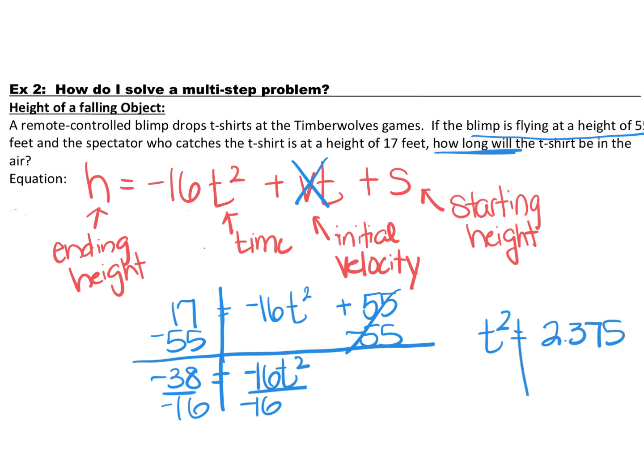All right, so now we're going to take the square root. So now let's think about this. We're talking about time, and we could never have a negative amount of time. And so the only answer that we can have then is our positive answer. The other answer ends up being what we call an extraneous solution. It's just one that wouldn't make sense. So t then is going to be equal to 1.54 seconds.